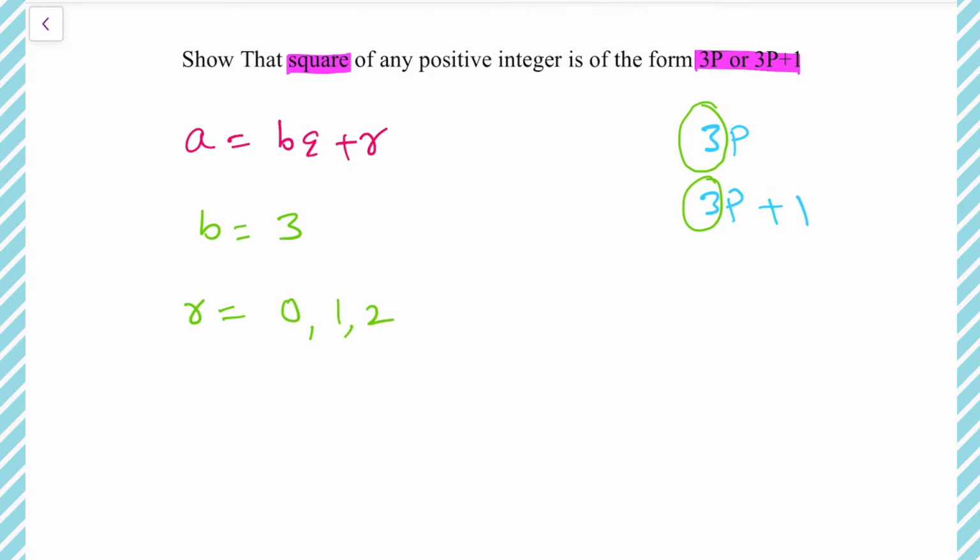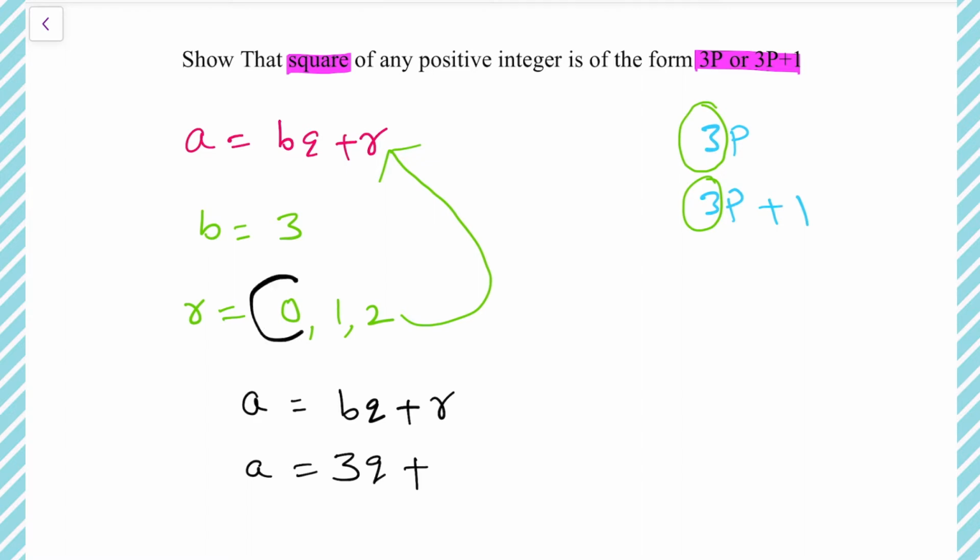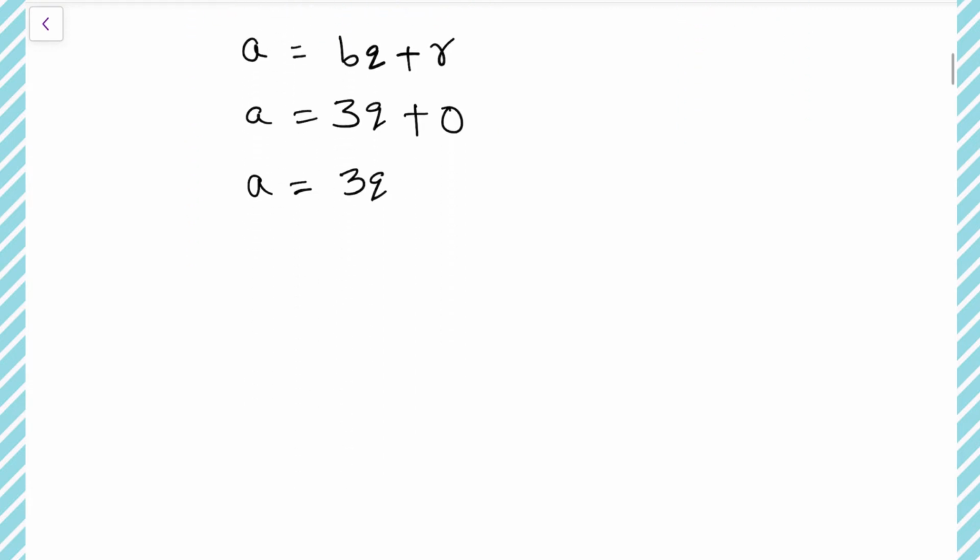Now these remainders one by one we need to substitute in the given formula a equals bq plus r. Okay, let us move to that then. First, a value we don't know, so a equals bq plus r. A equals b is nothing but 3, q as it is, plus first remainder I am taking, that is 0. So a equals 3q plus 0, which is nothing but 3q. So we got a equals 3q, and in the question it is clearly mentioned to show the square of the number. So now we need to do squaring for this.